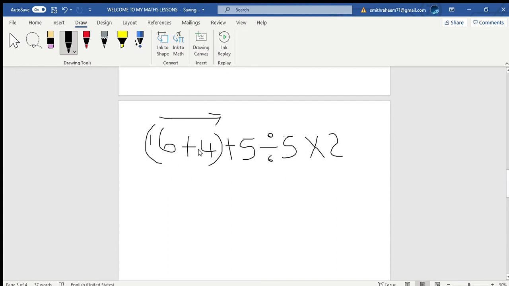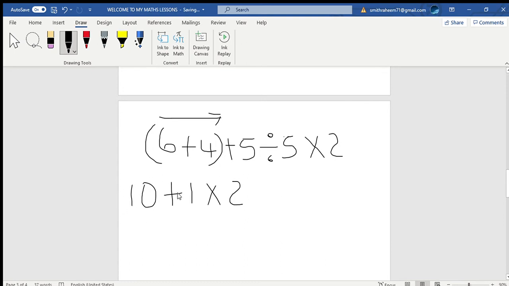Okay, so let's do this. 6 plus 4 is 10, and remember we're going from left to right. Since the divide comes first, we're going to divide 5 divided by 5. We're going to put our plus sign, and 5 divided by 5 is 1, and then we're going to multiply by 2. Alright, so 10 plus 1.